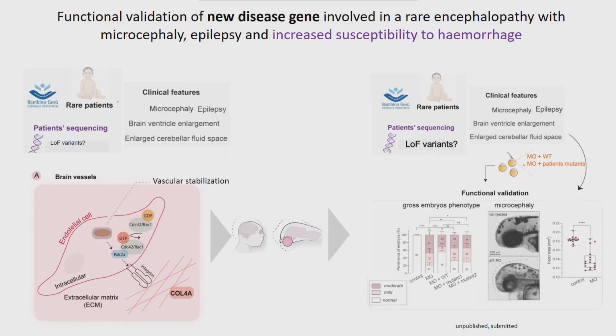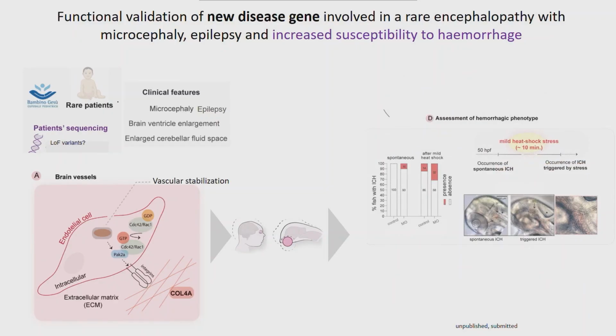And you can see hydrocephalus, so we have enlargement of the ventricle, and more exciting what we saw, and this was really at the same time I was writing for COL4A1-A2, so this is very interesting. What we saw is that they have increased hemorrhagia. We can recapitulate the increased hemorrhagia triggered under stress. So you can see that there is very little spontaneous hemorrhagia in this fish model, but it increases once we trigger it with light heat shock stimulation. It's a small heat stress that we apply.